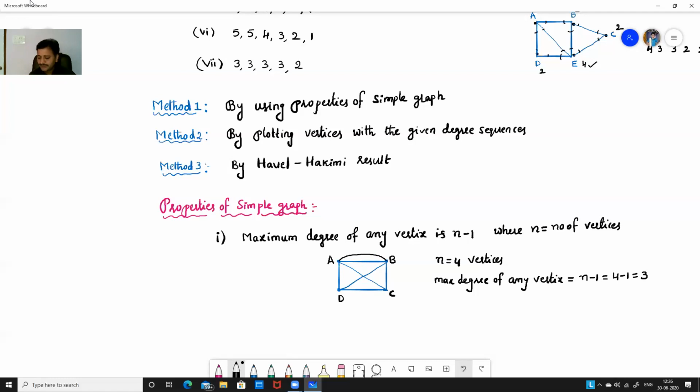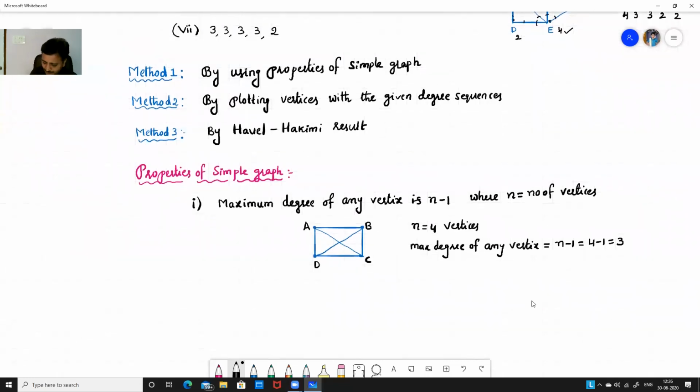Therefore, in a simple graph, the max degree of any vertex must be n minus 1. That's the first property we can use.